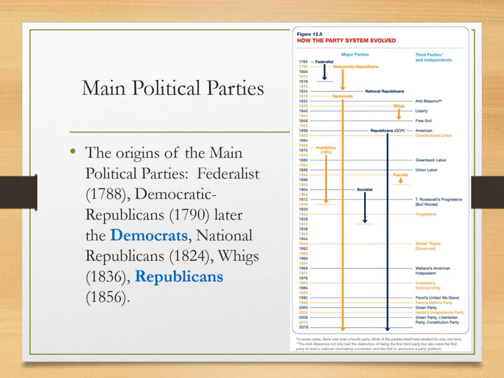Wallace's American Independent Party in 1968, Anderson's National Union Party in 1980, Ross Perot's United We Stand Party in 1992. He then renamed it as the Reform Party in 1996. The Greenback Party in 2000, Ralph Nader's Independence Party in 2004, and finally the Green Party, Libertarian Party, Constitutional Party in 2008. In some cases, there was even a fourth party, but most of the third parties and independent movements only lasted for one election cycle.